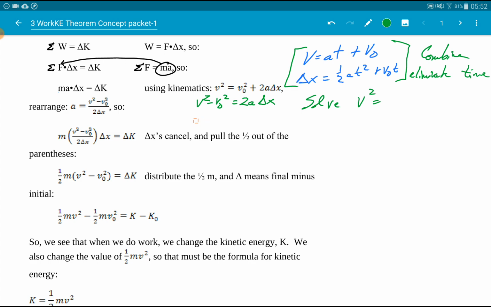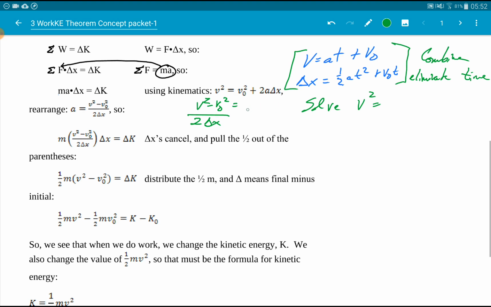So I'll just do that in one step here. Now I'm going to divide by 2 delta x on both sides, and that's going to cancel out the 2 and the delta x there, and we'll be left with acceleration on this right side. And so we get exactly what's written over here, so that's how we go from there.